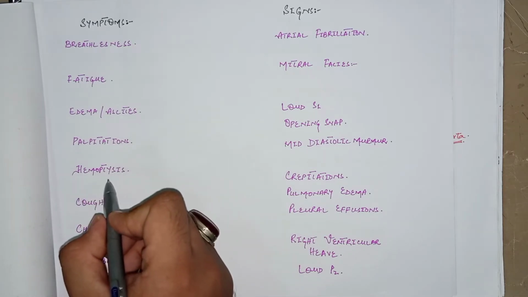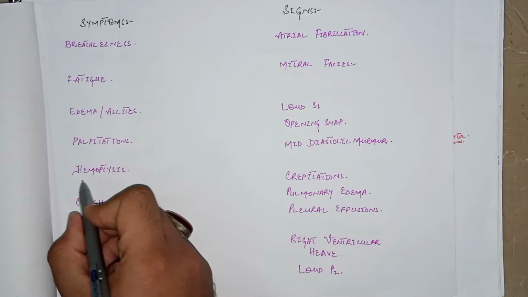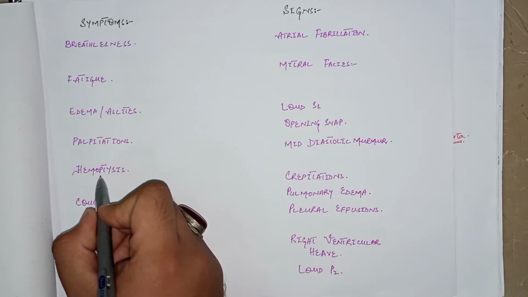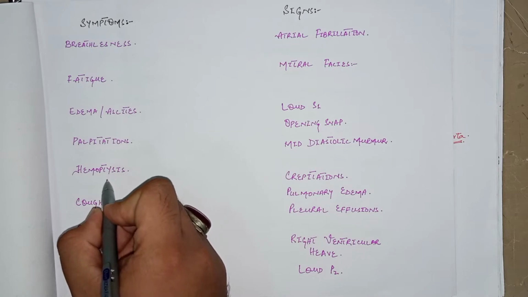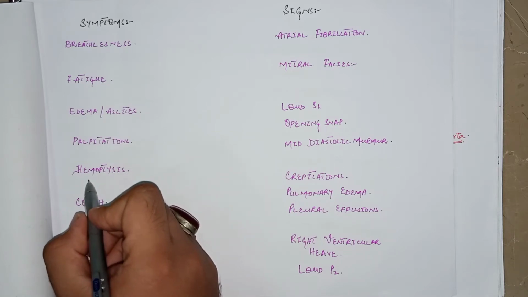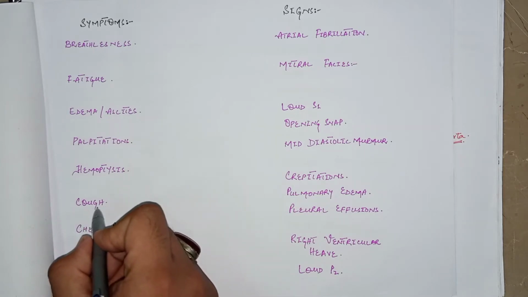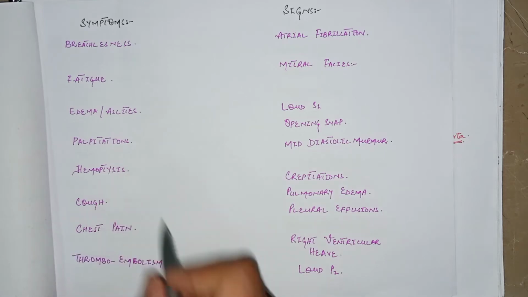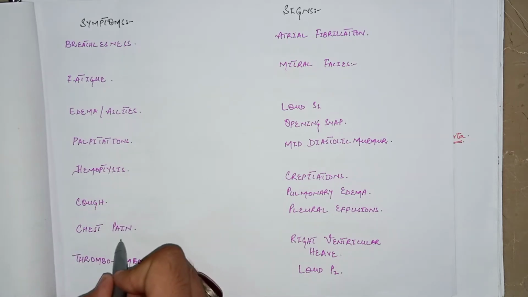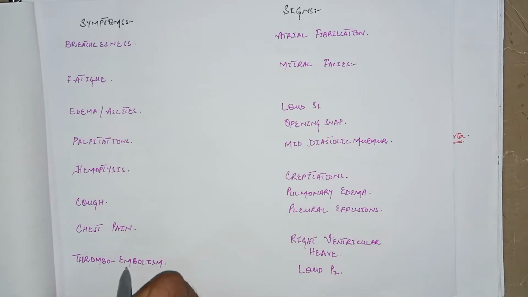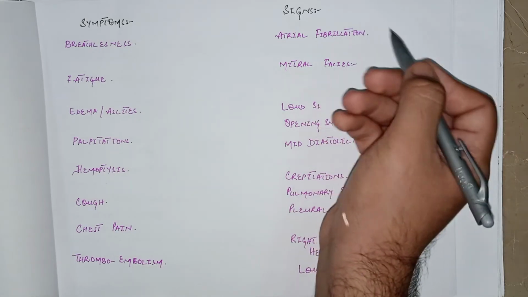Hemoptysis is because of pulmonary congestion, as well as, as we have discussed previously, because of atrial fibrillation the patients are more prone to develop thrombi and emboli. So because of pulmonary thromboembolism, hemoptysis occurs in these patients, and the cough is because of features of left-sided heart failure. And the patient may develop chest pain because of the pulmonary hypertension, and thromboembolism is because of the atrial fibrillation. Now come to its clinical signs.